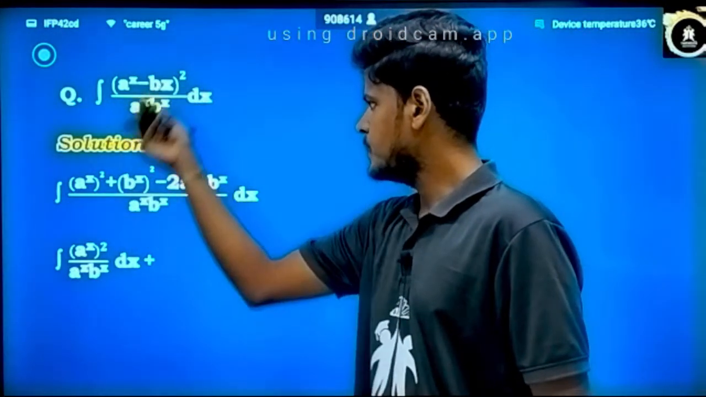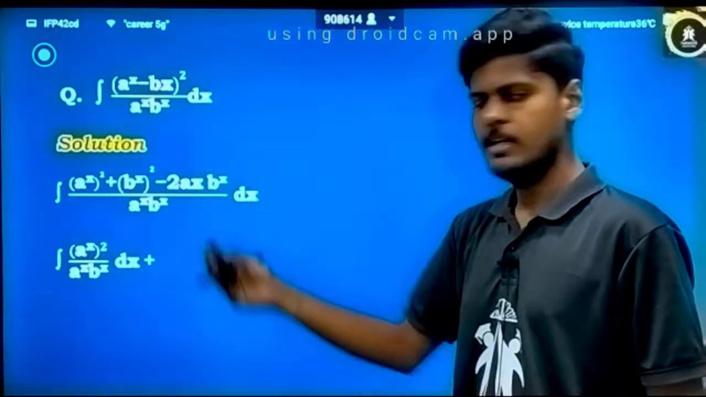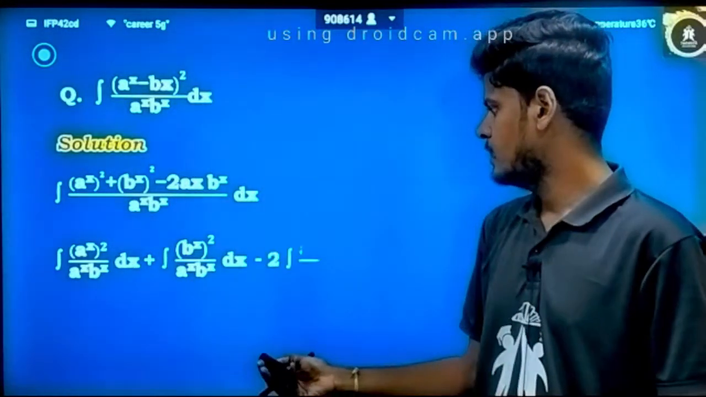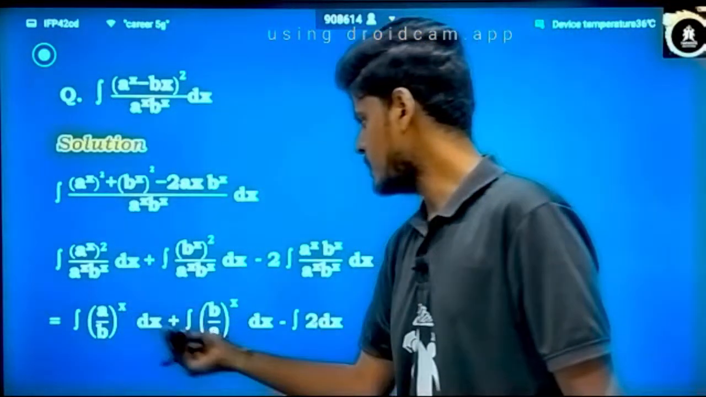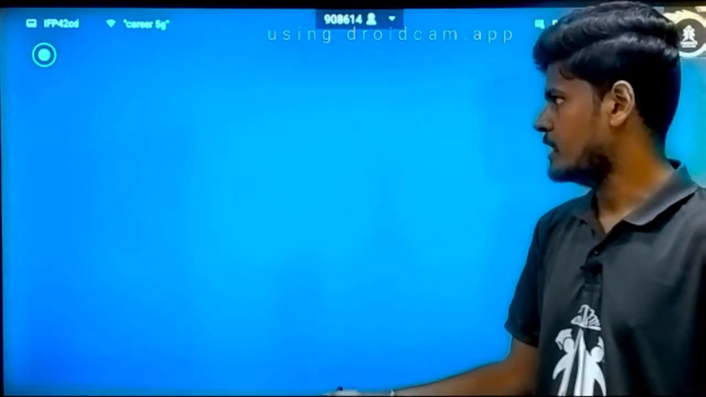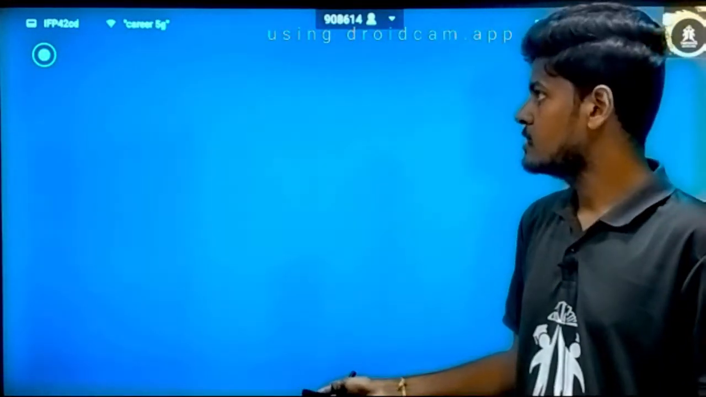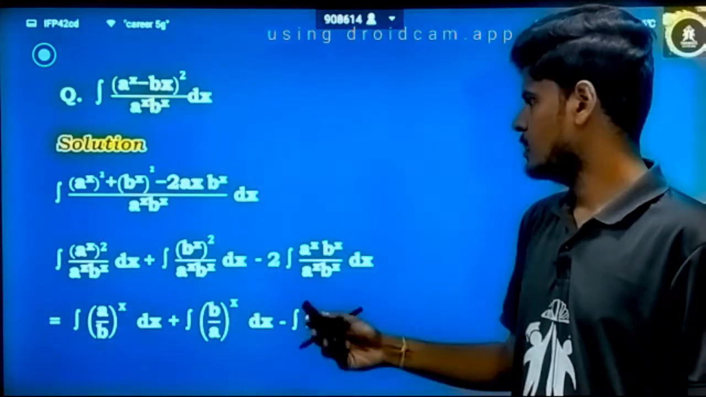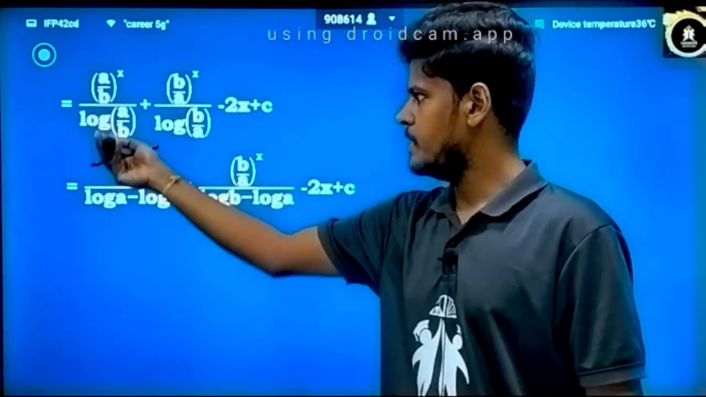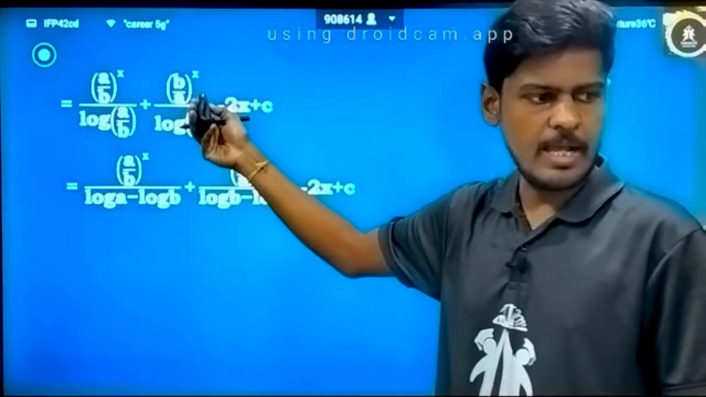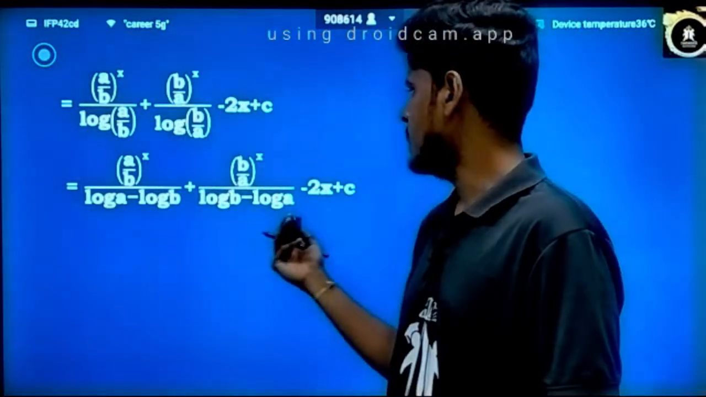So again, a minus b whole square formula, and then divide this separately. So the final answer is a by b power x integral plus b by a power integral minus x. Okay, next, this is the answer for this. Again, log of a by b is log a minus log b, and log of b by a is log b minus log a.